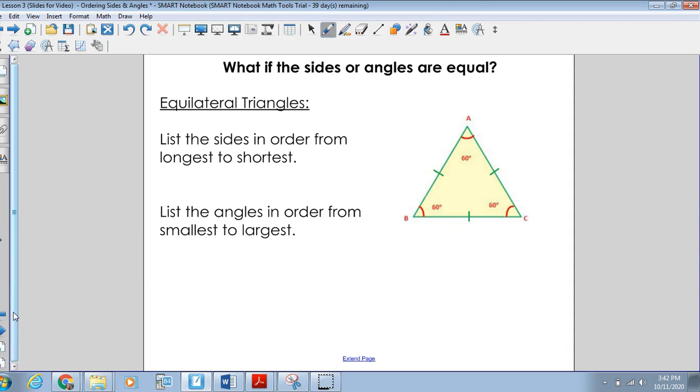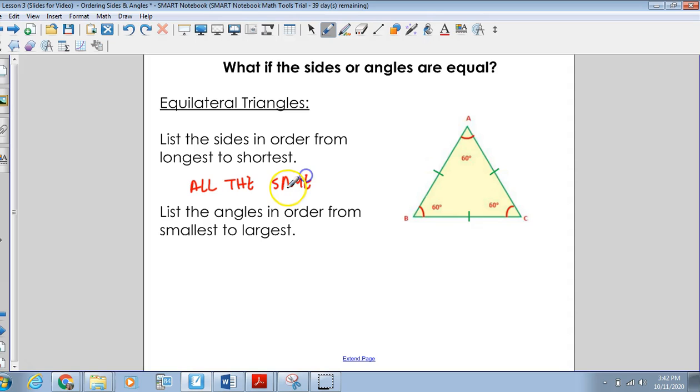Well, what if the sides or the angles are equal? So let's talk about a special situation with an equilateral triangle. In an equilateral triangle, all of the sides are the same measure. And on our figure over here, you can see these little hash marks right here. These indicate that our sides are equal. So in this case, if we have to list the sides in order from longest to shortest, they're all the same. We would not be able to list which one is biggest, which one is smallest, because they are all the same.